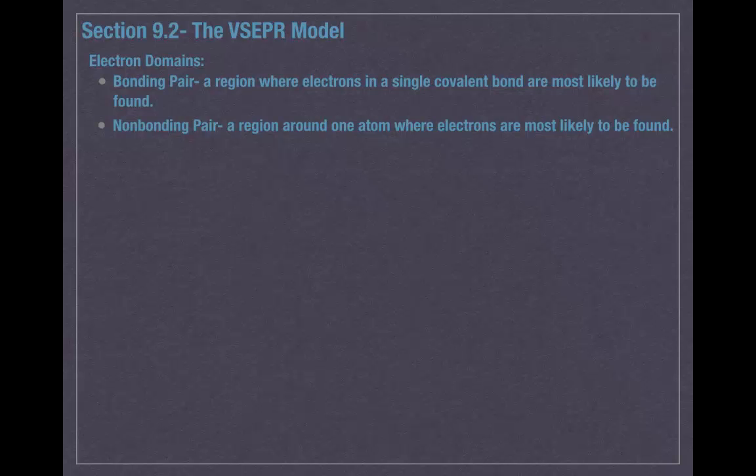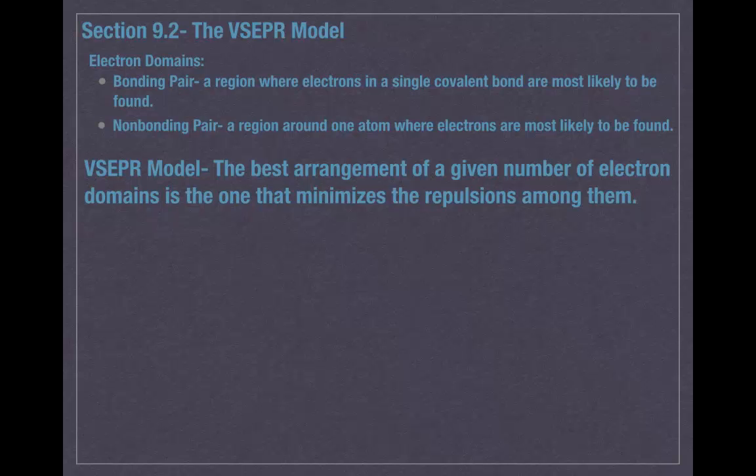Now, when I'm talking about the total number of electron domains that an atom has, you take the sum of the number of bonding pairs and the number of non-bonding pairs. And we'll look at that in just one second. Now, the VSEPR model states that the best arrangement of a given number of electron domains is the one that minimizes the repulsions among them.